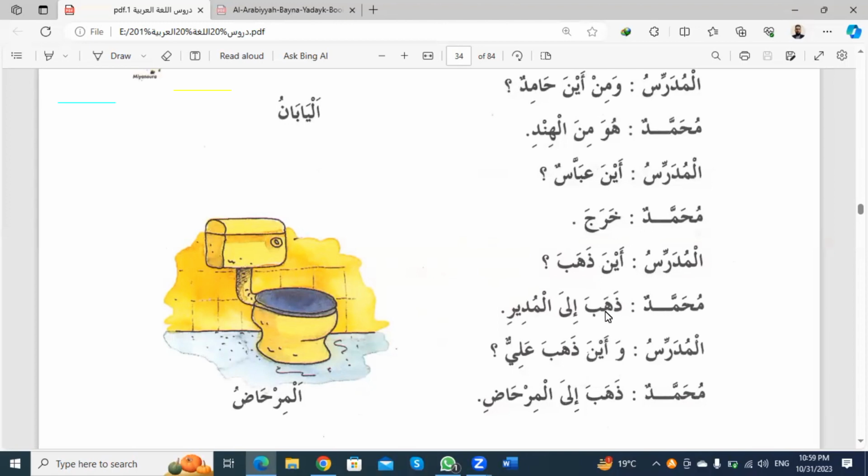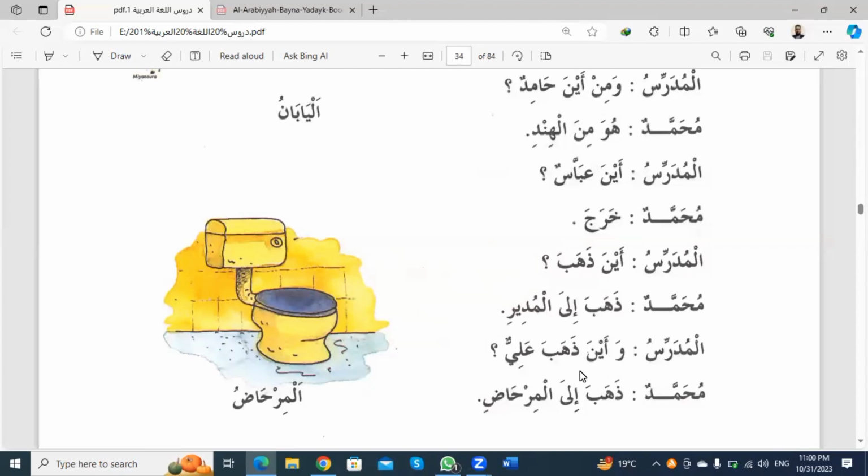So if we say went towards the principal, how can we say went? Translate went first of all. Zahaba. Toward, principal. Zahaba, went, ilal mudire. Ila, toward. Al mudire. Went towards the principal.